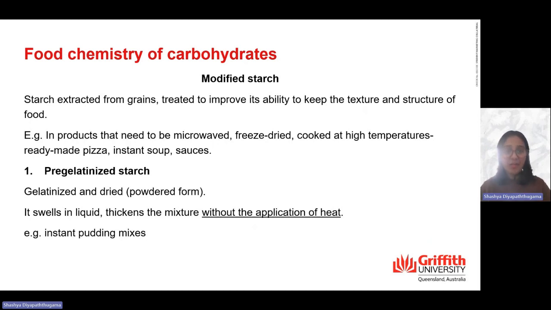So the first type of modified starch we are going to discuss is the pre-gelatinized starch, which means this starch has undergone gelatinization previously. And it comes in powdered form because it's gelatinized and then dried. So this powder, if we just put it into water, forms a thick mixture. We don't have to apply heat because it has previously already undergone gelatinization. We can see this in instant pudding mixtures. We can just add water and form a thick paste without the application of heat.